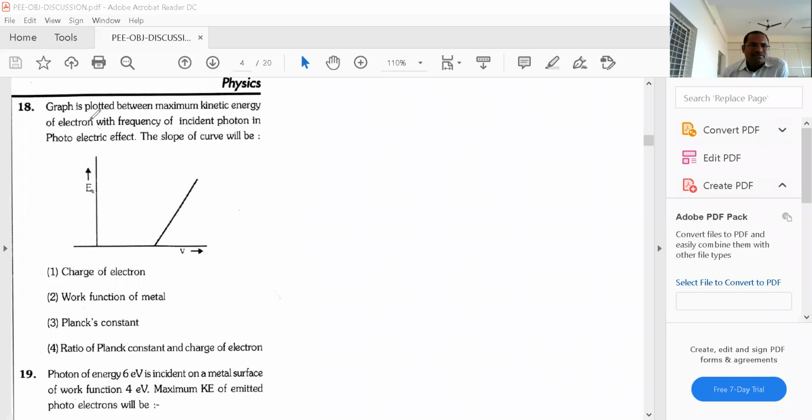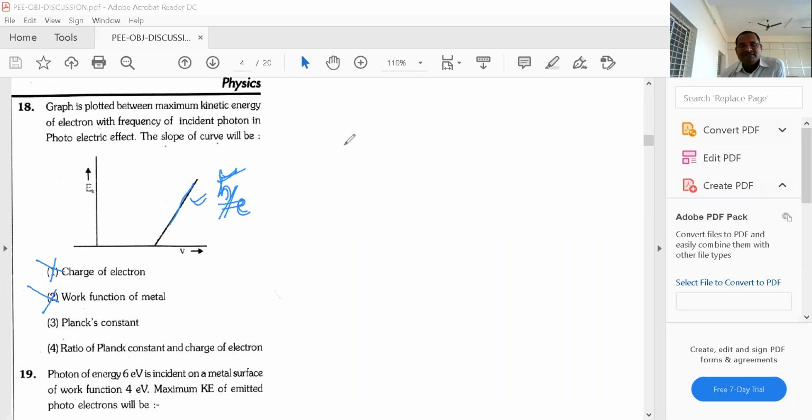Now, see question number 18. A graph is plotted between the maximum kinetic energy of electrons and the frequency of incident photons in the photoelectric effect. What is the slope of this curve? See, the slope of this curve gives you h, Planck's constant, or h by e if you want. It won't give you the charge of the electron. It won't give you the work function. It gives the ratio of Planck's constant with the charge of the electron. Here, see, h by e it will give you.